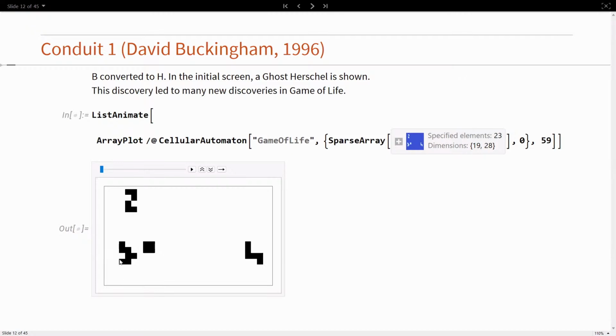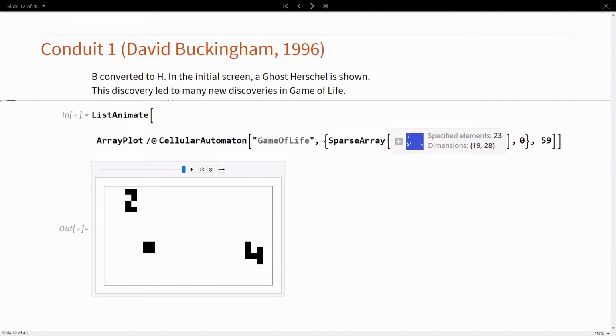So we want this shape to send a signal over to here. One way to do it is to have a block and a snake, and after 59 steps, we get a movement of one shape to the other place. So this is one of the first, what were known as conduits, developed by David Buckingham.